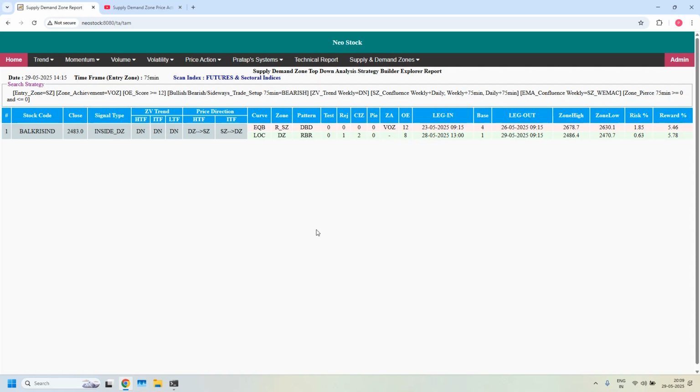Okay, this is the bearish trade setup for daily income trade. Weekly income trade, bearish trade setup for weekly income trade. So with this, we have completed weekly income trade reports. Next, we will generate daily income trade reports.